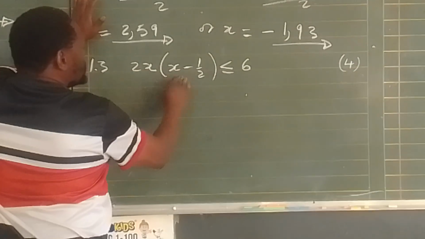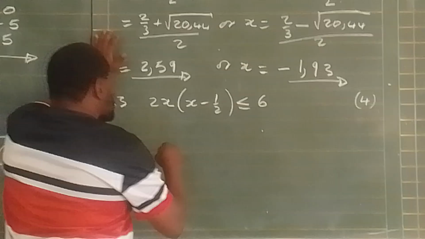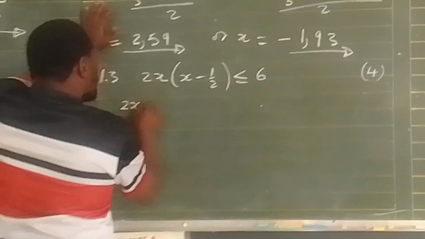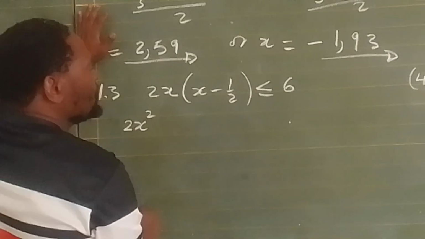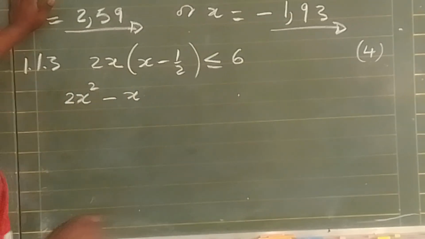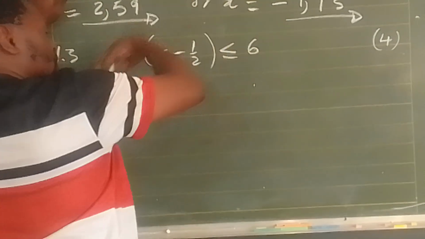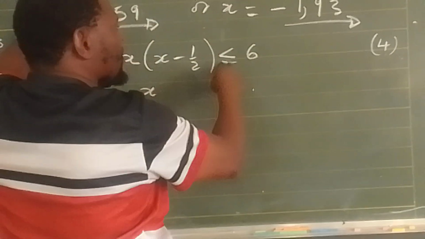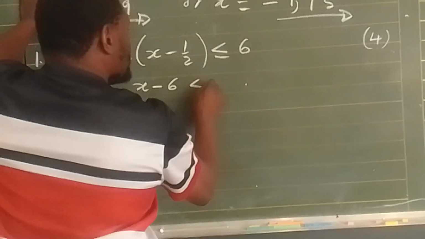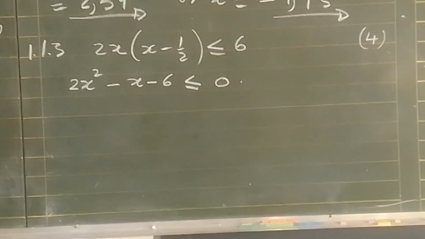Now, if it is like this, distribute your 2x throughout the bracket of x minus half. The 2 times x is 2x squared. The 2 times minus half is minus x. Take this 6 from the right hand side to the left hand side. It was positive, it becomes negative, which is less or equals to, you are left with 0 when you take that 6 that side.